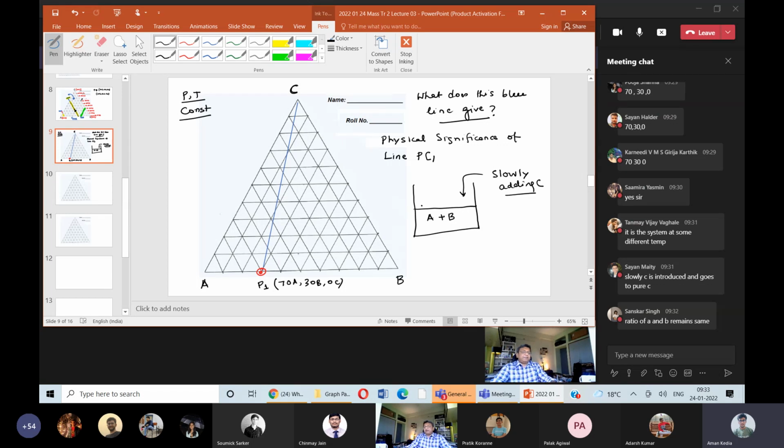So what is going to happen? Slowly the composition of C is going to increase, right? However, the ratio of A and B remains same, but the overall composition is going to change. Earlier it was 70A and 30B, no C, but now there is some C. So while A and B are going to remain in the ratio 7:3, their overall proportion is going to change, isn't it? Yes or no?